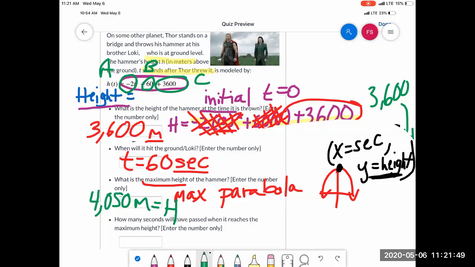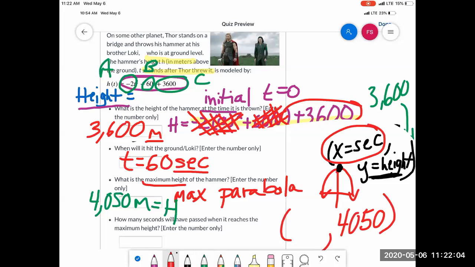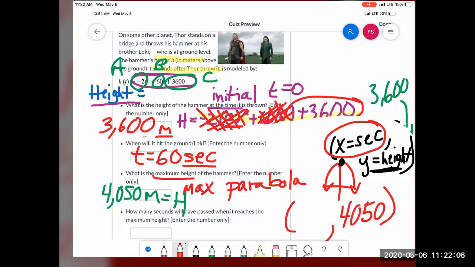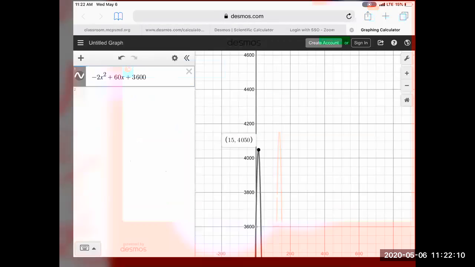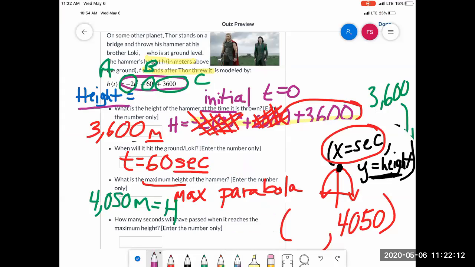I like that. And we want to know how many seconds will have passed when it reaches that height? Well, that would just be the x coordinate. So at 4,050 feet, the hammer was thrown 15 seconds ago. So our x coordinate here is going to be that 15, so 15 seconds.